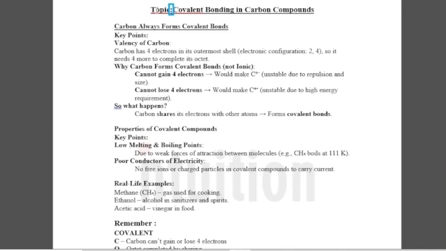CBSE Carbon and its compounds. Topic: covalent bonding in carbon compounds. Carbon always forms covalent bonds.